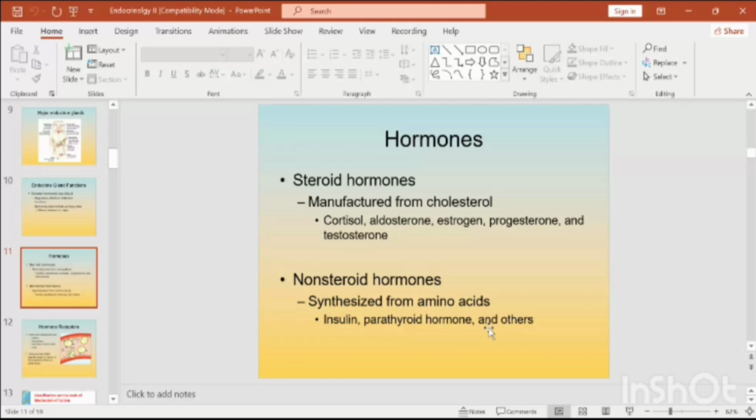Hormones, we classify them in several ways. We can classify them based on their structures, what they are made up of. We can also classify them based on their receptors, on where the receptors are located. We can equally classify them chemically in terms of their chemical structure, on aspects like the molecular weight. But in terms of what they are made up of, we can broadly classify them into the steroid hormones and non-steroid hormones. The steroid hormones are manufactured from cholesterol, which is the precursor.